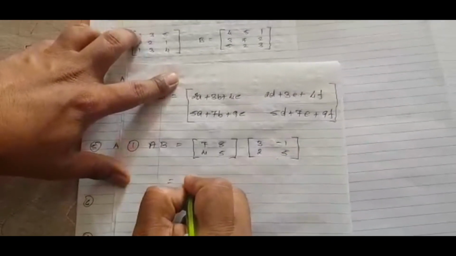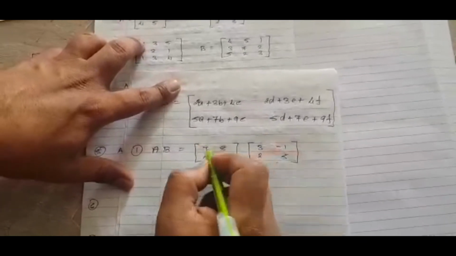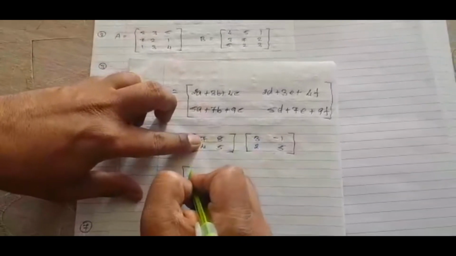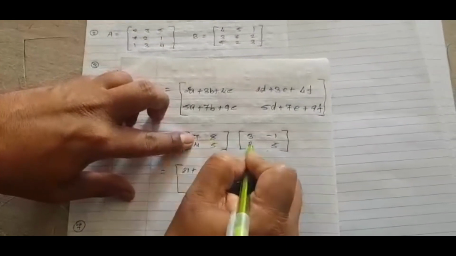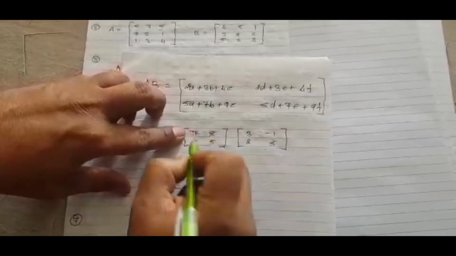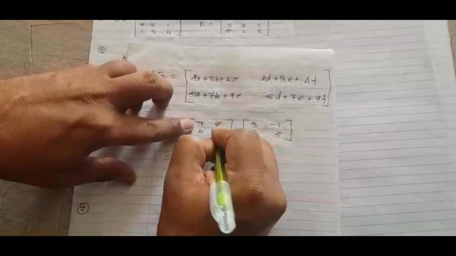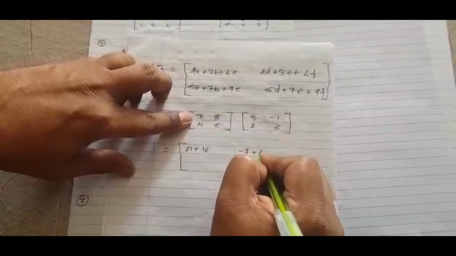See, the outcome will be 2 by 2, which means the first row we have to multiply with the first column. So 7 3s are 21 plus 8 2s are 16. First row, second column: minus 7 plus 8 5s are 40.